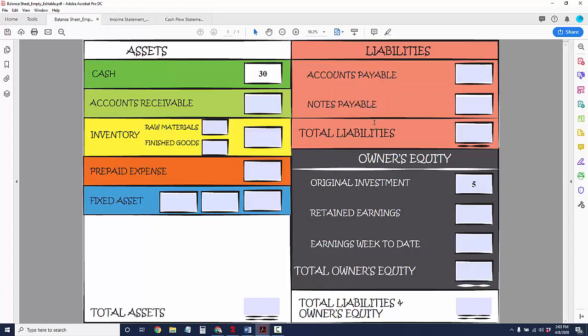However, we also now have a liability. We have to pay this loan to the bank back. The $25 is not really ours. So the $25 would also go under liabilities and under notes payable in this case. You can see that we are still in balance because our assets column has a total of 30 and our total liabilities and owner's equity that would go over here is also 30, meaning 25 from notes payable and $5 from the original investment.